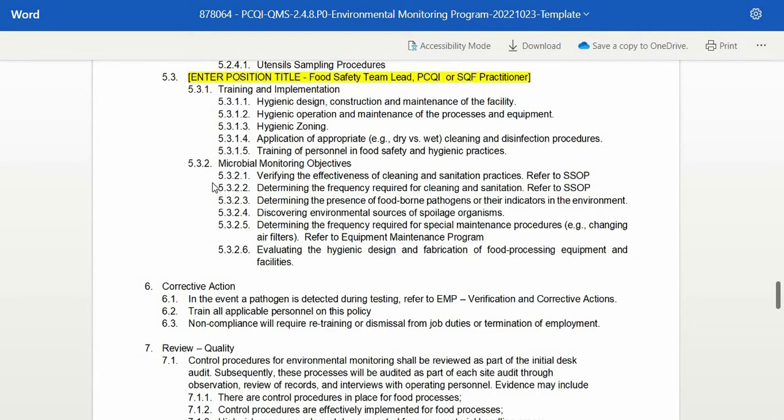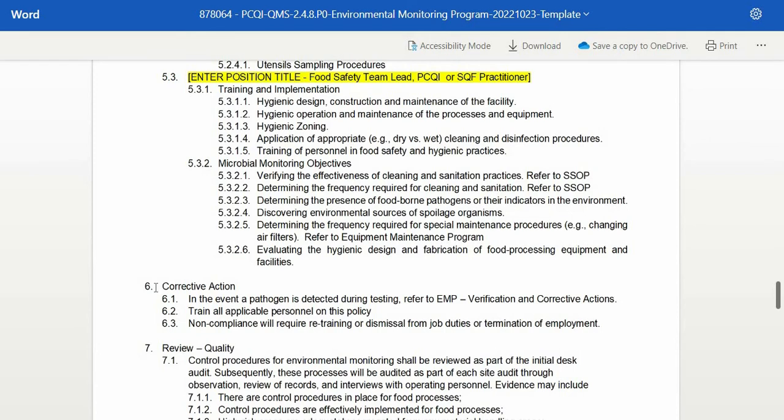Determining the frequency required for cleaning and sanitation, which you may refer to as SSOP. Determining the presence of foodborne pathogens or their indicators in the environment. Discovering environmental sources of spoilage organisms. Determining the frequency required for special maintenance procedures, for example, changing air filters, which you may refer to as the equipment maintenance program. Lastly, evaluating the hygienic design and fabrication of food processing equipment and facilities.